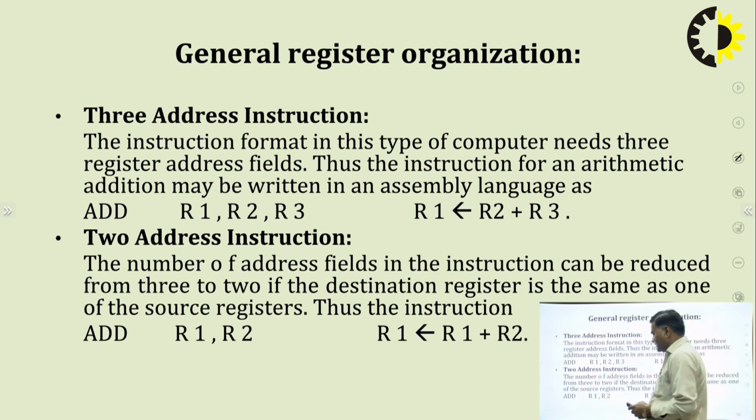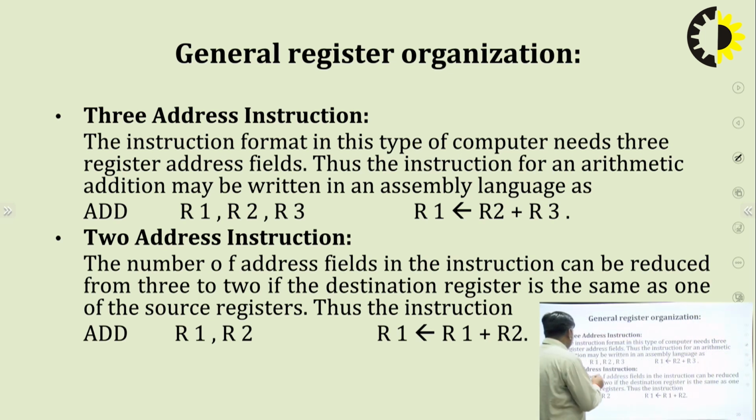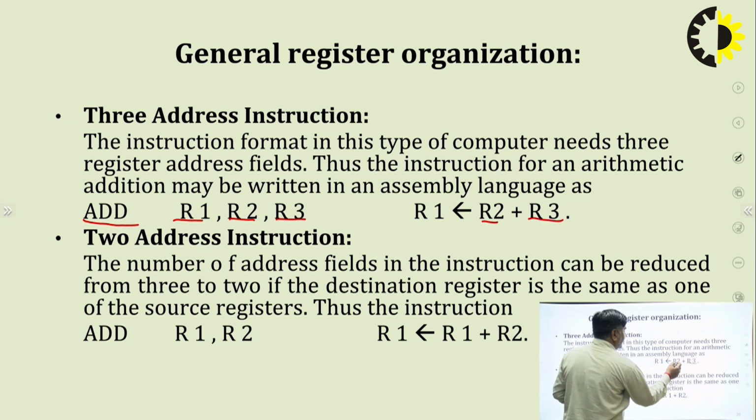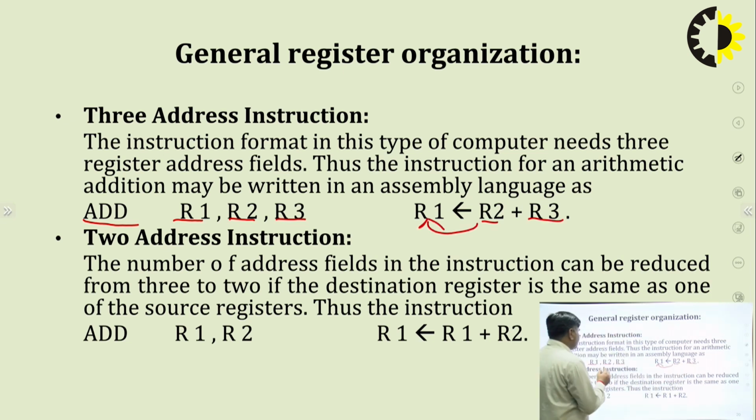As an example of a three address instruction, here we have an ADD instruction with R1, R2, R3, which are registers. We perform R1 = R2 + R3 and store the result in R1. So basically here R1 is the destination, and R2 and R3 are sources. In this we have used three addresses, all three of which are registers R1, R2 and R3, where R1 acts as the destination and R2, R3 as sources.